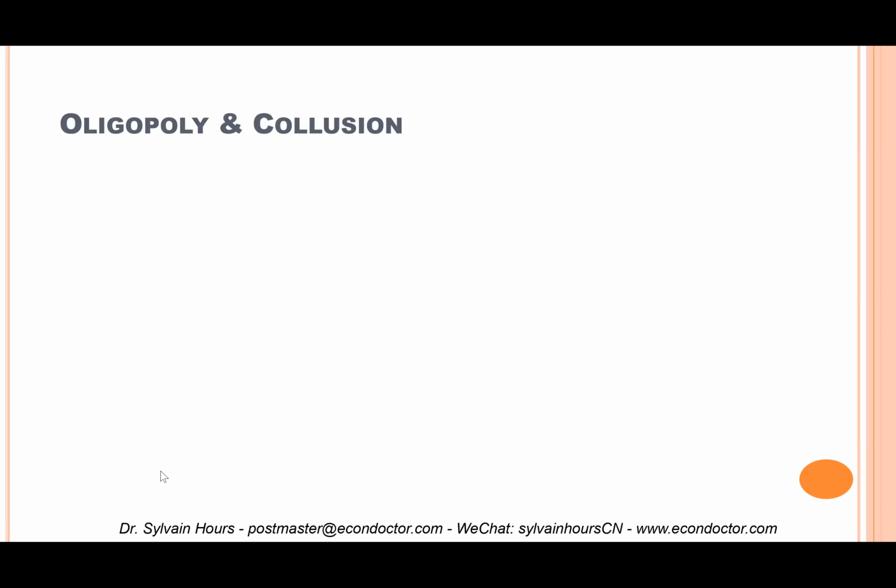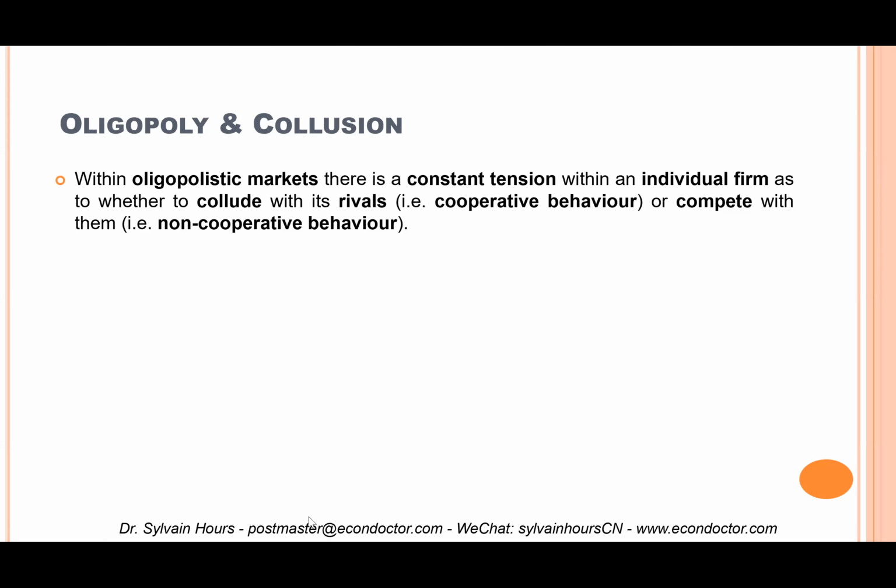Okay, good. Right, time to talk about collusion, an important part of this topic on oligopoly and collusion. Let's say a few words about that, and once we are done with this, we'll simply have to talk about the kinked demand curve model, and we'll be done. Okay, so two more things to do.